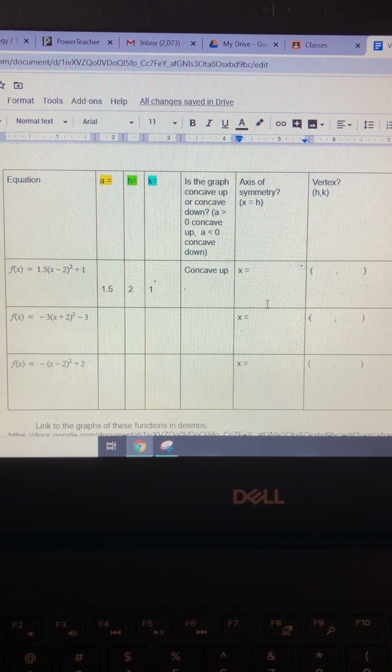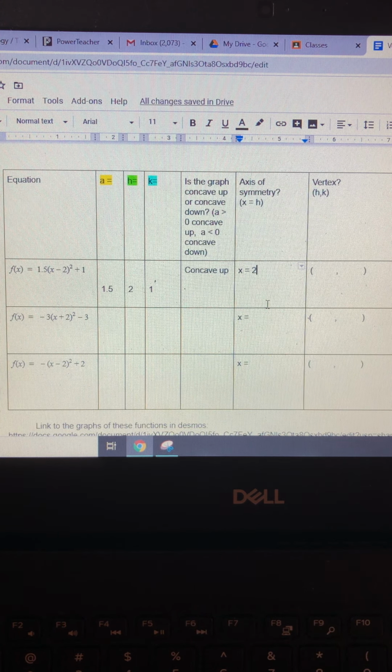The next piece of information we can determine about this graph is its axis of symmetry. Remember, the axis of symmetry is the vertical line that passes directly through the vertex of the graph. And it creates a line of reflection or line of symmetry that the graph would perfectly fold upon itself. So that axis of symmetry is always given by x equals h, the vertical line. So our value of h in this case is 2. So our axis of symmetry is going to be x equals 2.